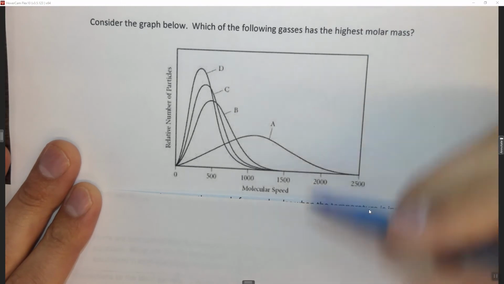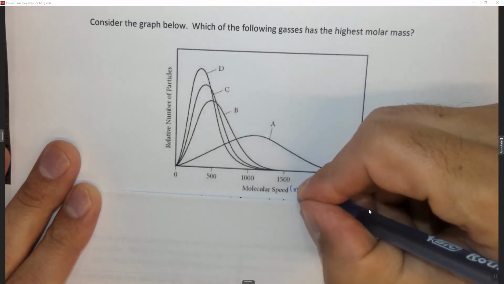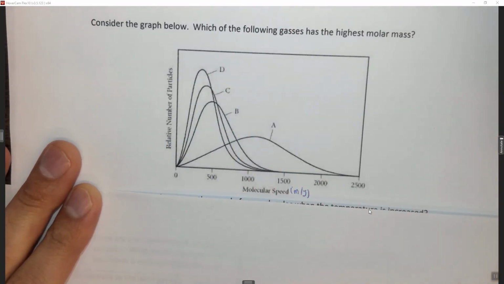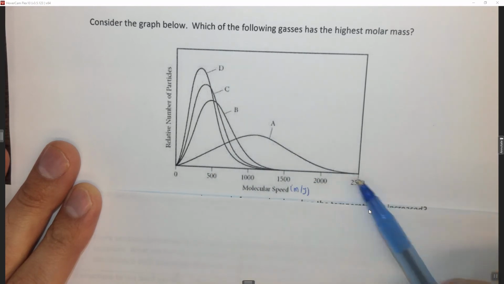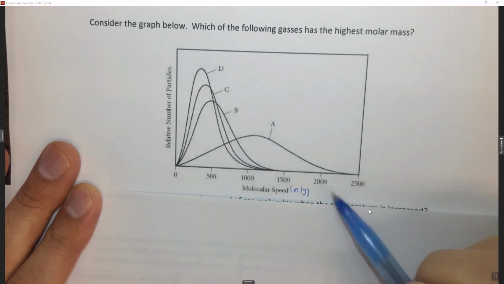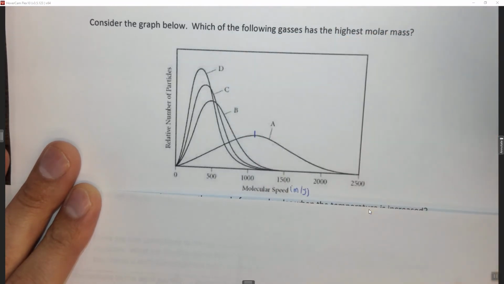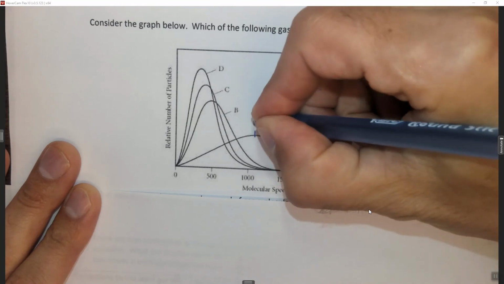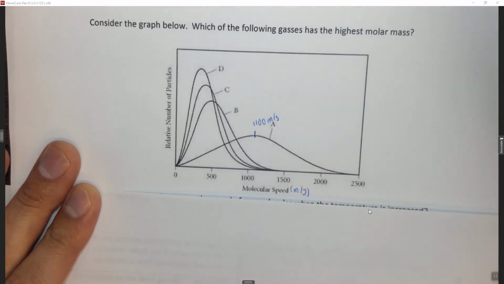So let's look at what we have on the axes of the graph. Here we have molecular speed, in meters per second, and here we have the relative number of particles, or the distribution. If we look here, let's assume that this is a perfectly symmetrical curve. It probably isn't, but let's just assume that it is. Then the average speed is right here, which for A is around 1100 meters per second. Not exactly, but close enough.